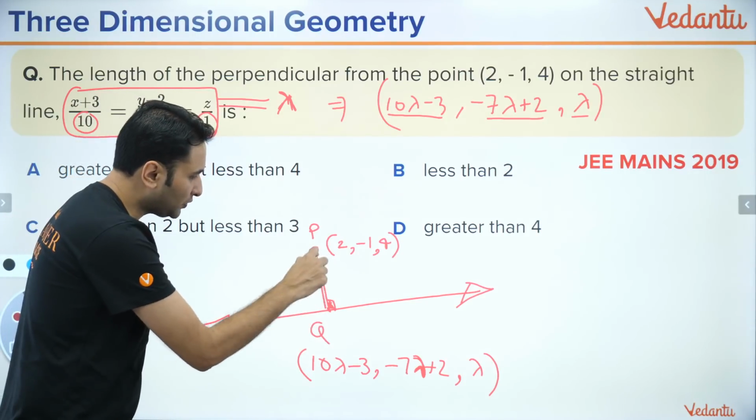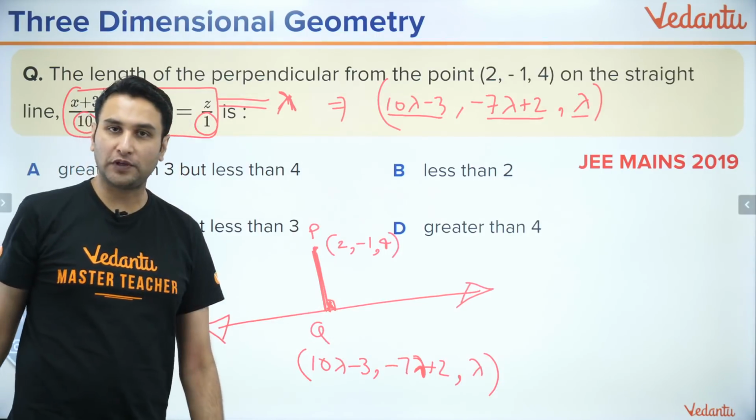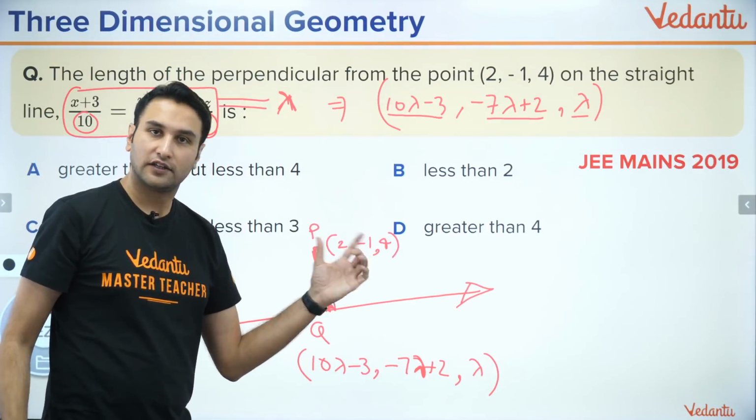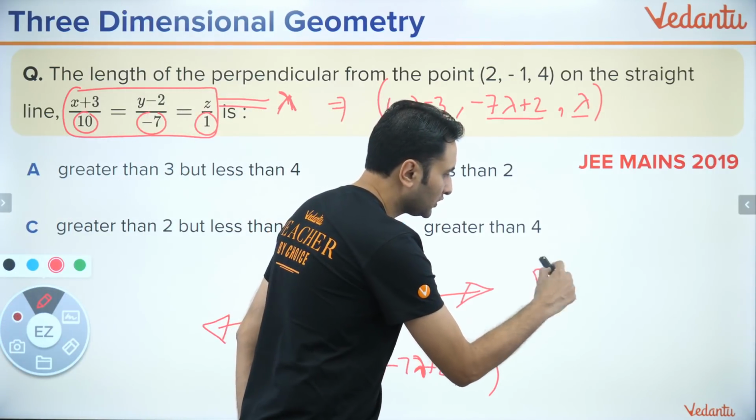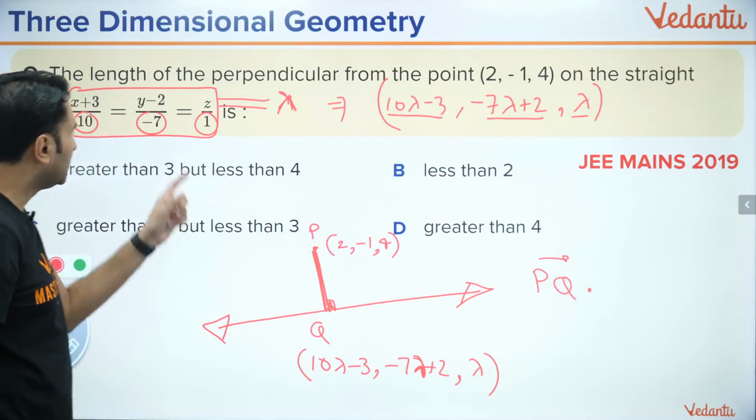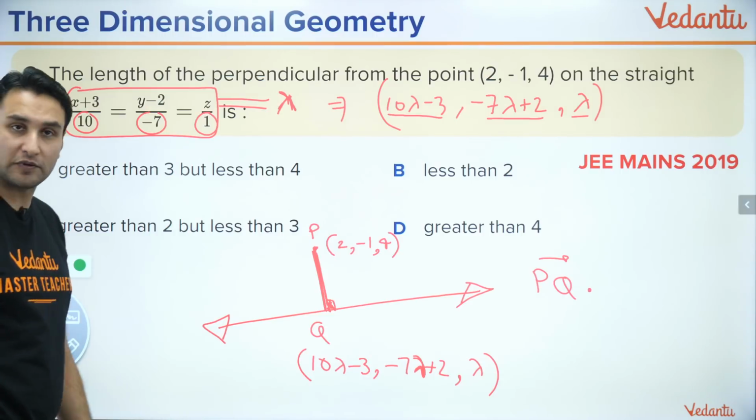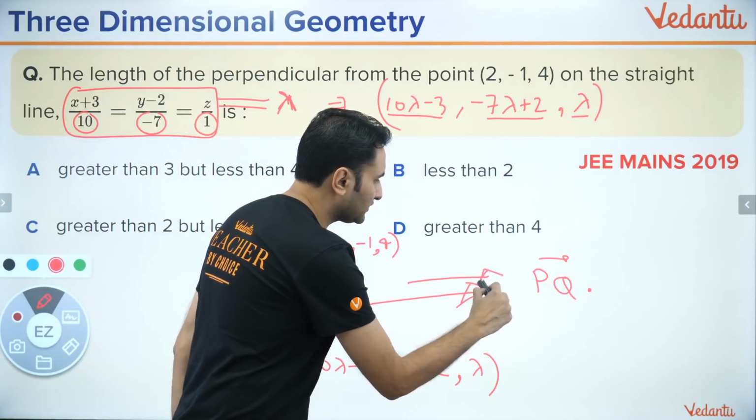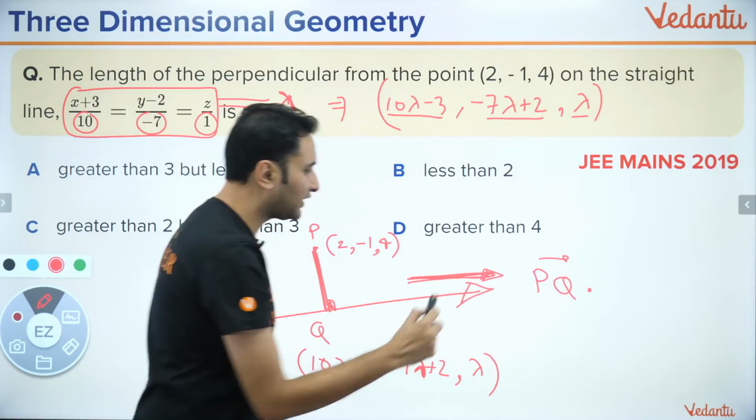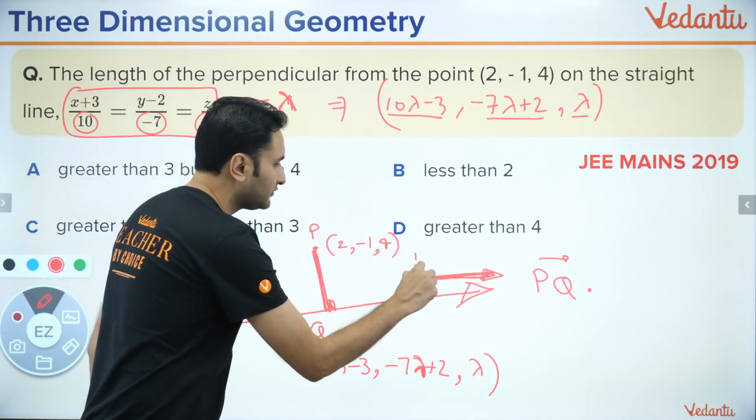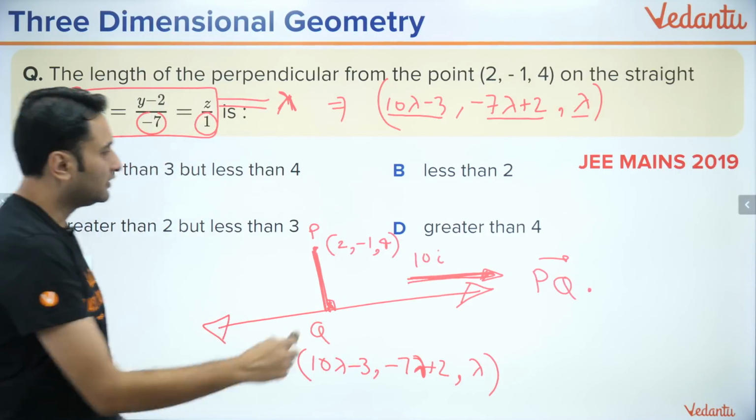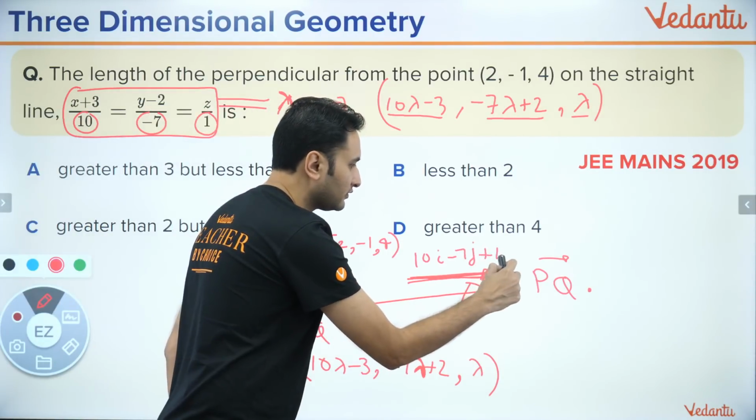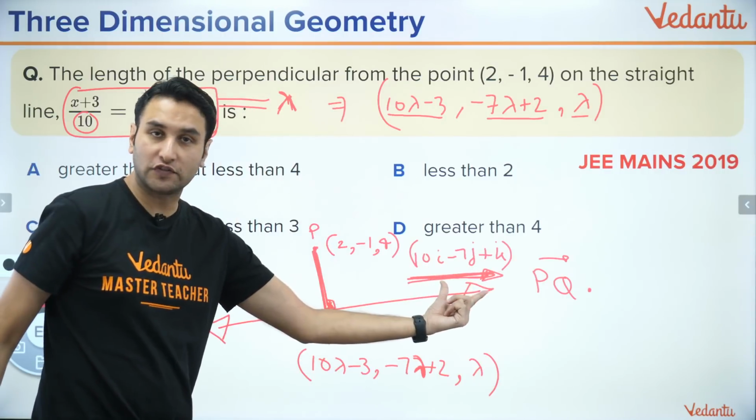Now can you find out PQ? Yes. This minus this या फिर this minus this. You can find out PQ. So find out the vector PQ. ठीक है? Now what does 10 minus 7 and 1 represent? It represents the direction of the line. So the direction to which the line is parallel can be written as 10i minus 7j plus k. So this is the direction to which the line is parallel.